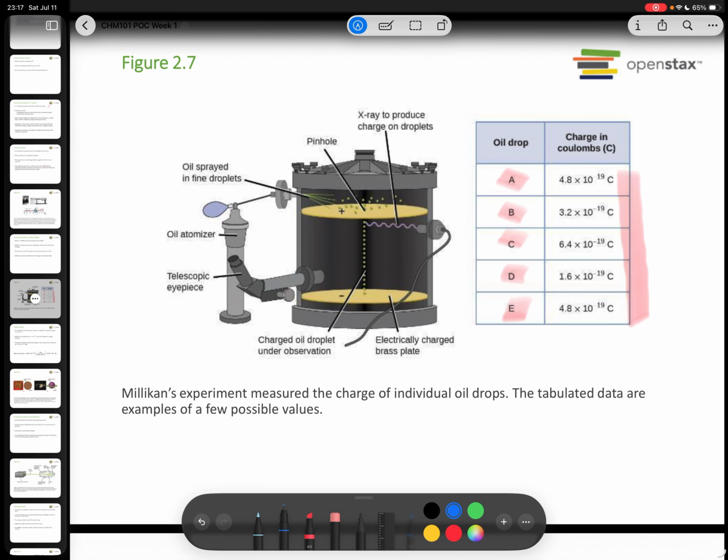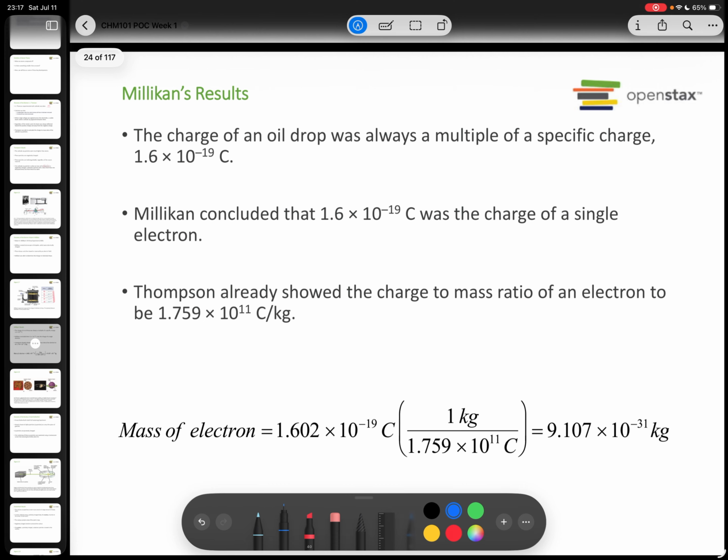Pero yung multiples niya is makikita nyo the same siya, no? So, from 1.6, kunwari 1.6, tapos kunwari 2, 3.2, so times 2 ng 1.6, and times 3 ng 1.6 is 4.8, may multiple siya. So, doon siya nagkaroon ng idea kung ano yung charge. So, dito sa computation, no?